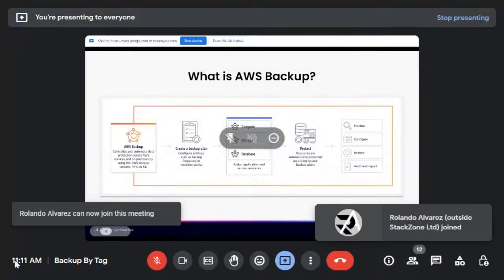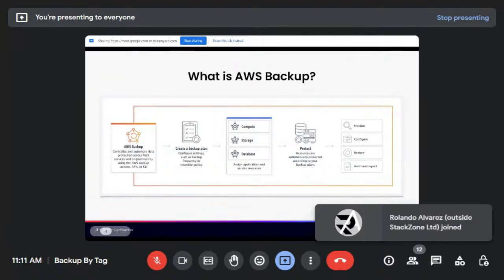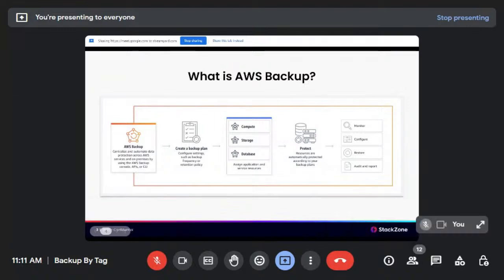So the AWS Backup as well, we call the storage facility where we place these backups the vault. So if you hear that name, that's what we're referring to here.